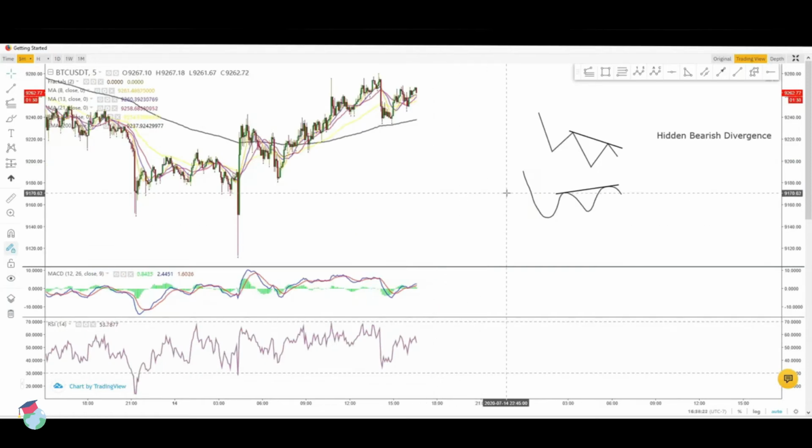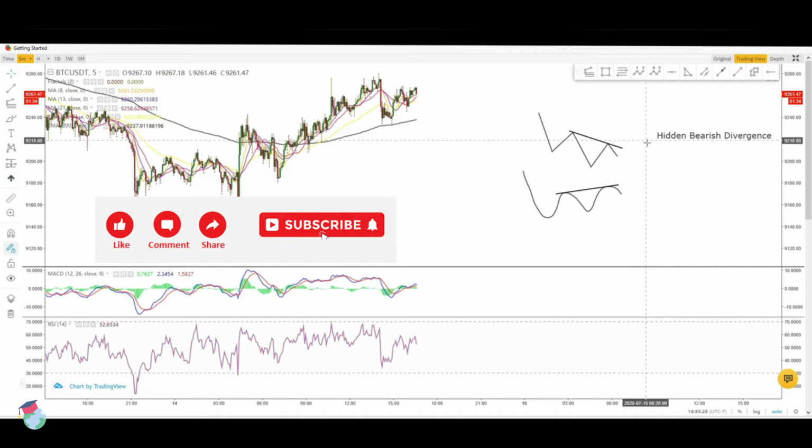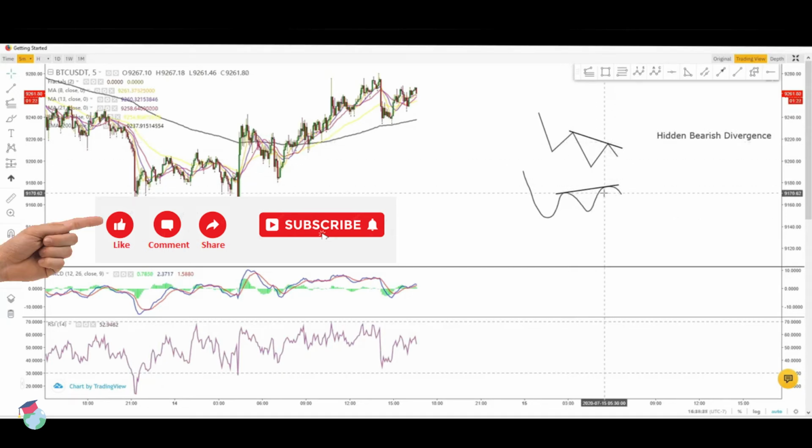Okay, guys, now we're going to go over hidden bearish divergence. And remember, on the bearish divergences, we're always going off of the highs. So up here we have price action, you got a lower high. RSI, we have a higher high. So lower high price action, higher high RSI is hidden bearish divergence.